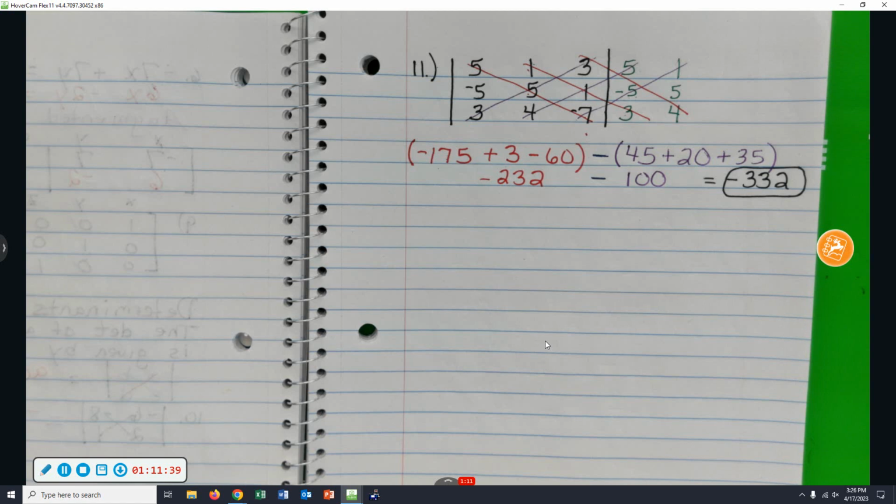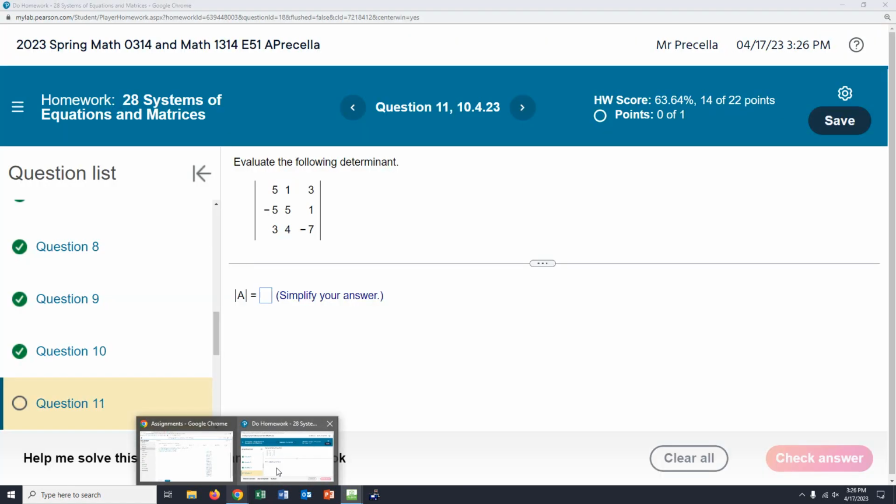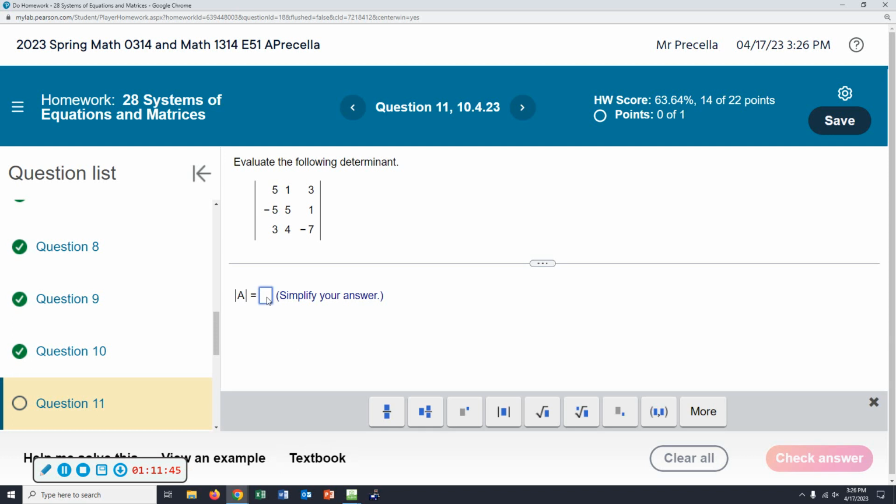Any future physicists out there, you'll be doing a lot with determinants. Okay? That's why I'm using the crisscross method, because physics generally uses that method, not the cofactor method.